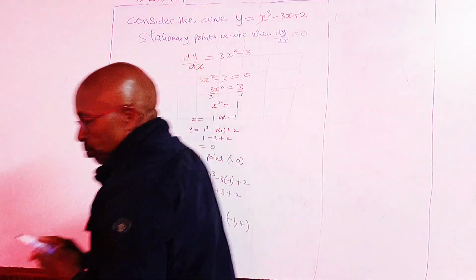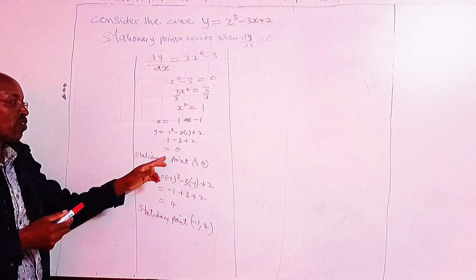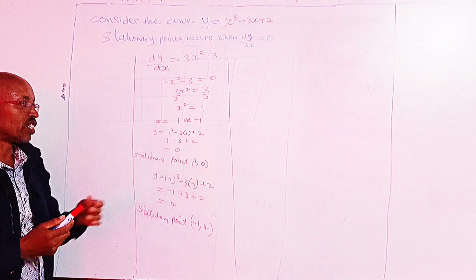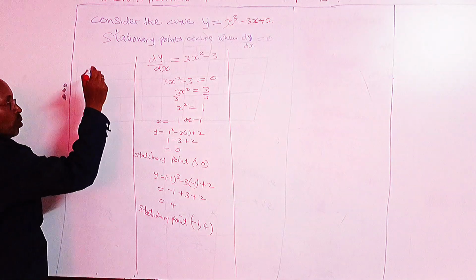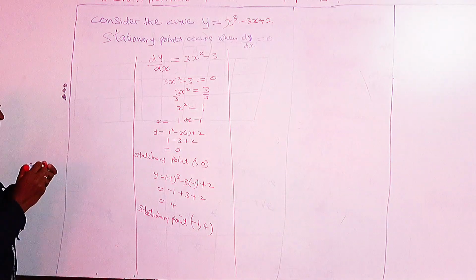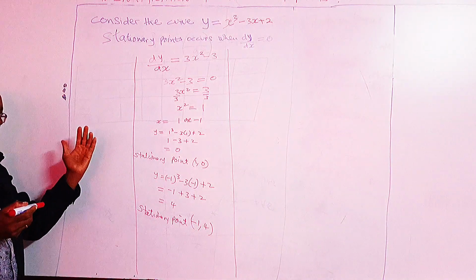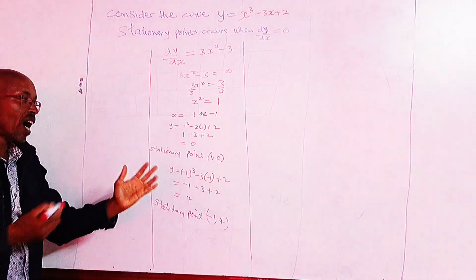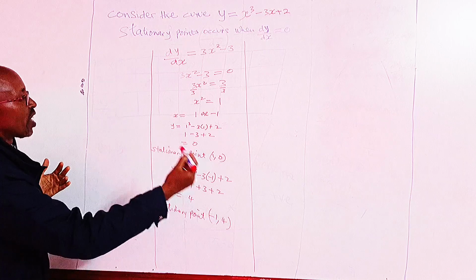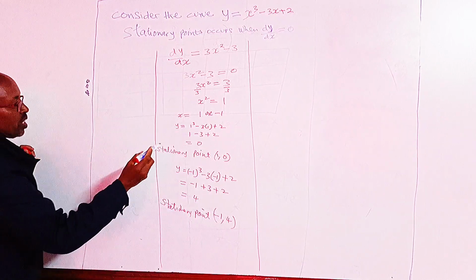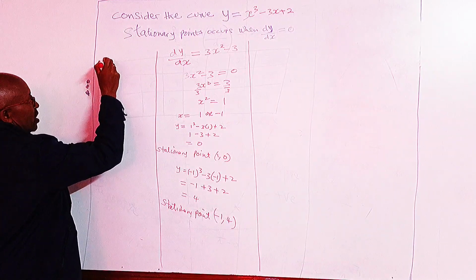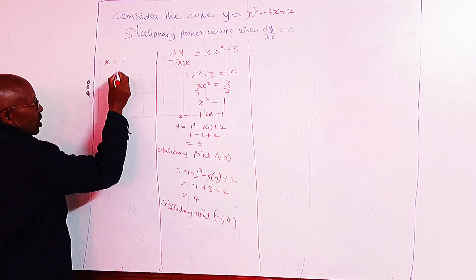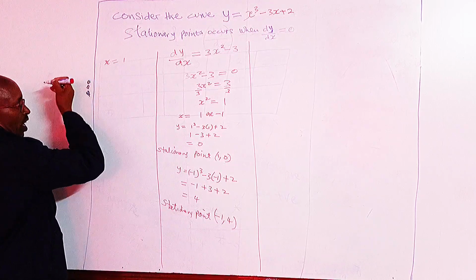For the first point, we have point (1, 0). Our value of x is 1. So we need to consider a value of x that is before 1 and another value of x that is after 1. Let us consider the value of x to the left.